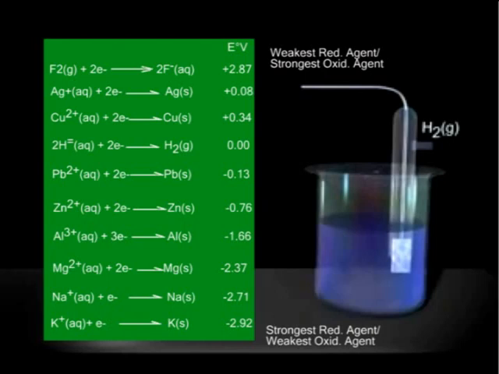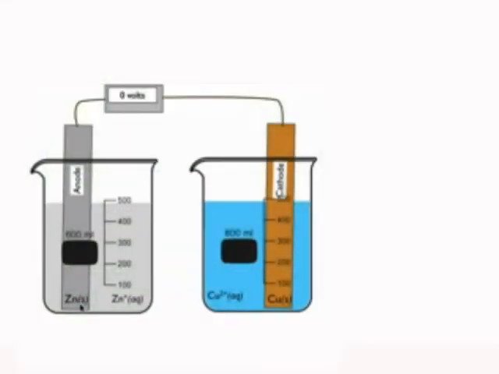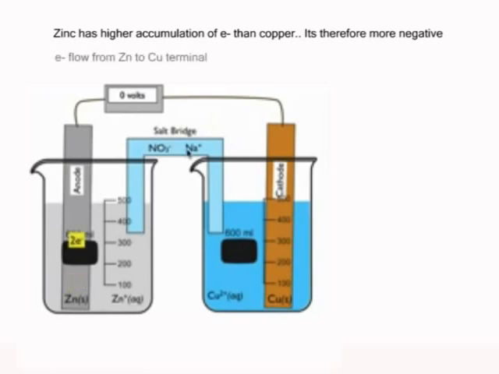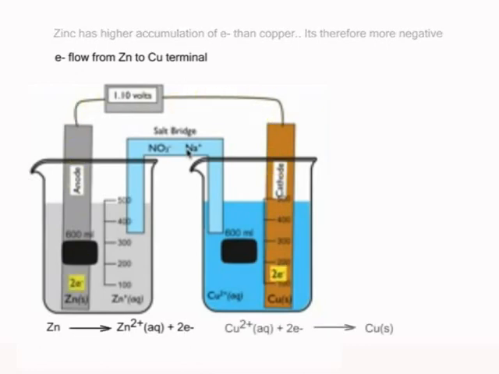So back to our setup, we've seen that zinc has higher electrode potential than copper. What does that mean? That the zinc electrode has higher accumulation of electrons than the copper electrode. It is therefore relatively more negative with respect to the copper terminal. When the two half cells are connected, electrons flow from the zinc terminal through the wire to the copper terminal. Now these electrons are gained by the copper ions in the solution of copper 2 sulfate.